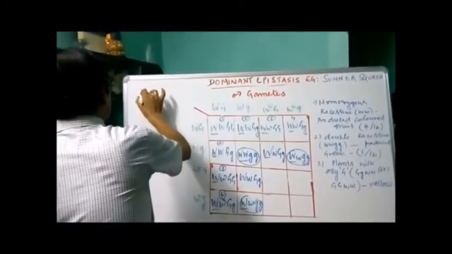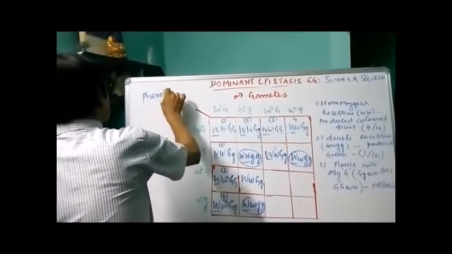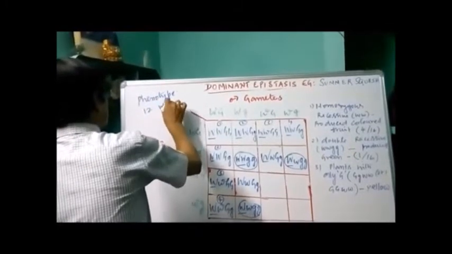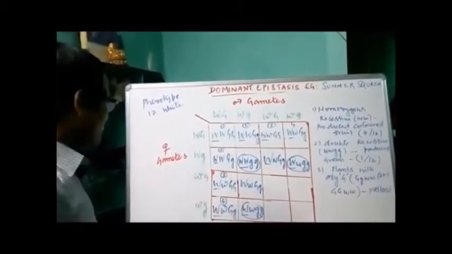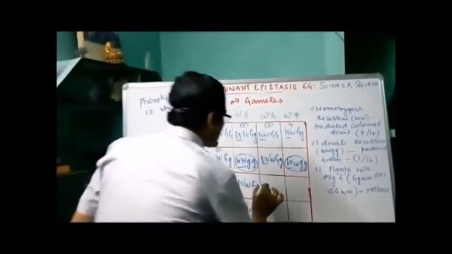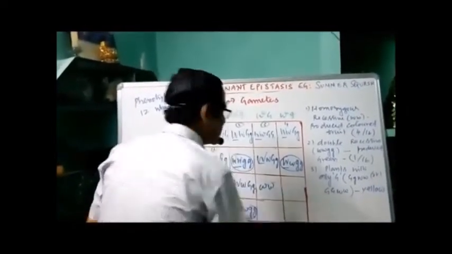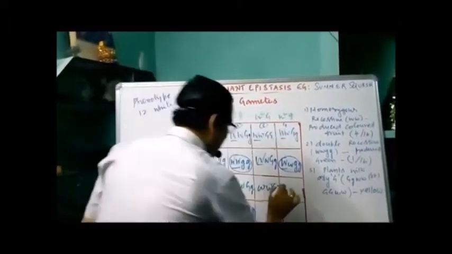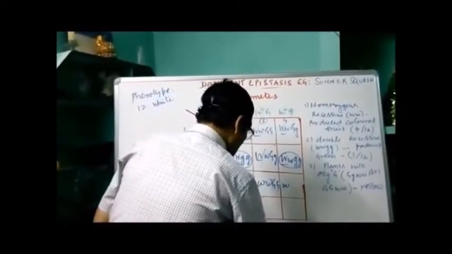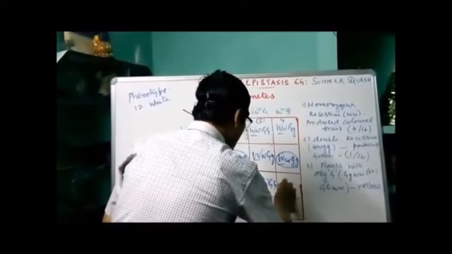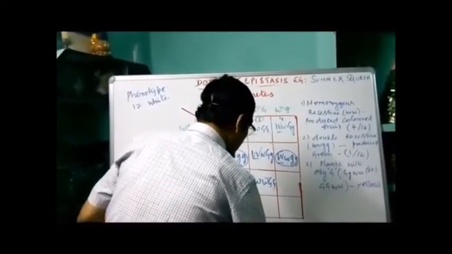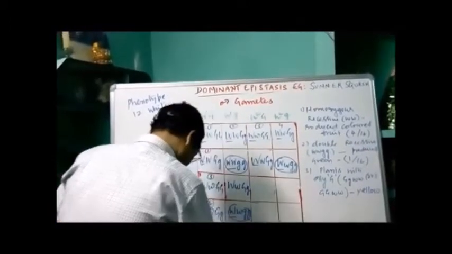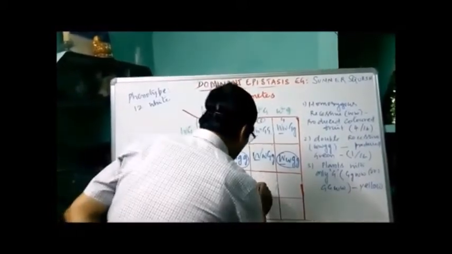So what is the phenotype? What is the phenotype in the F2 generation? 12 white. So what about this one? We are taking, you see the recessive gene w, but 2 dominant genes. And here we are writing just 2 recessive genes. I am taking a different color for understanding. So I am taking this one.